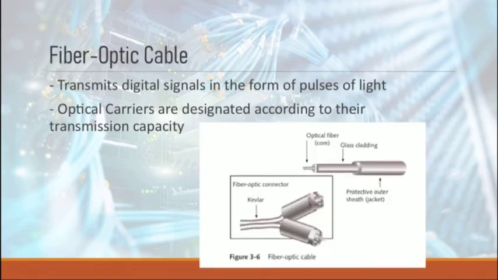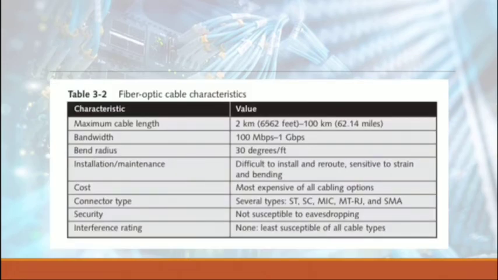Shown below is the fiber optic cable diagram. This table shows fiber optic cable characteristics. So the maximum cable length is 2 km or 6,562 feet to 100 km or 62.14 miles. The bandwidth is 100 Mbps to 1 Gbps. Bend radius 30 degrees or feet.